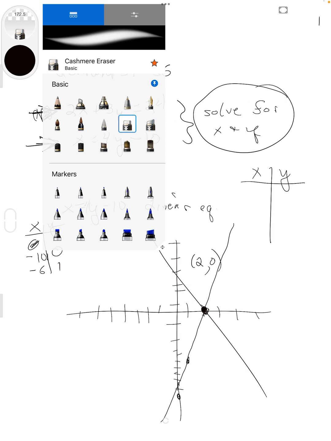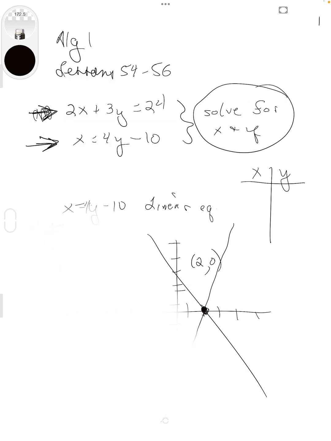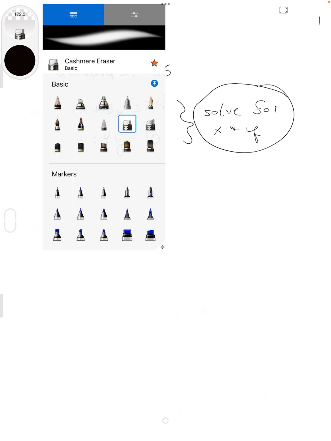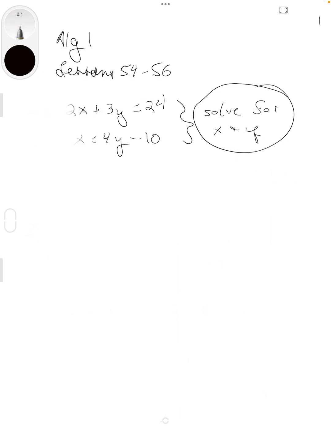I'm going to teach you what is often taught as the first method of solving these things. We're going to take these two equations and solve them using what we call the substitution method. To use the substitution method, I'm going to look at these two equations and pick one where I know what one of the letters is. Notice I know x is equal to 4y minus 10.